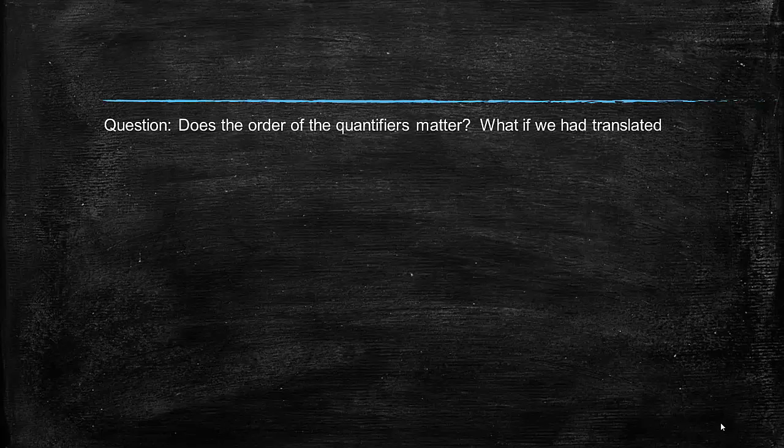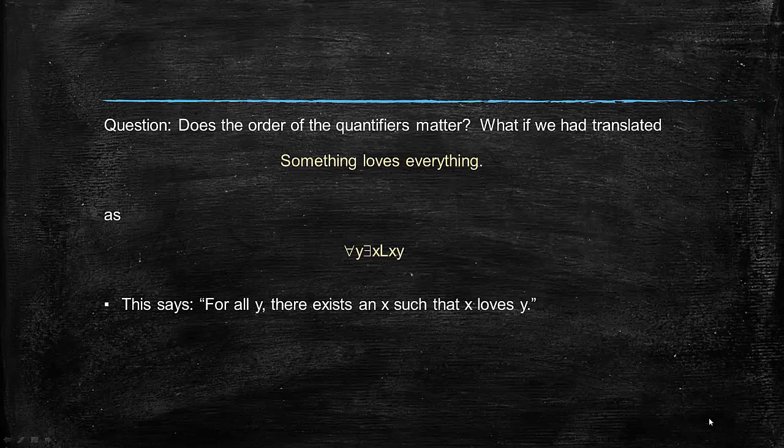Now, what you probably ought to be wondering here is, does the order of the quantifiers really matter? Couldn't I have switched the universal with the existential and said the same thing? Well, what if we had translated that sentence, something loves everything, not as there exists an x such that for all y, x loves y, but as for all y there exists an x such that x loves y. So we've reversed the order of the quantifiers here. Now think about what that means. For all y, there exists an x such that x loves y.